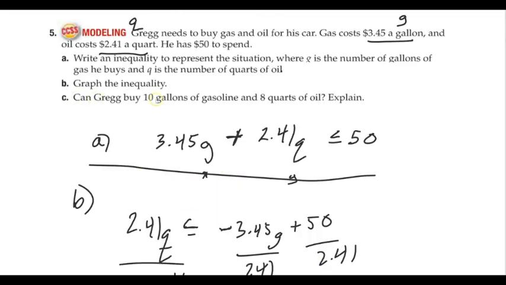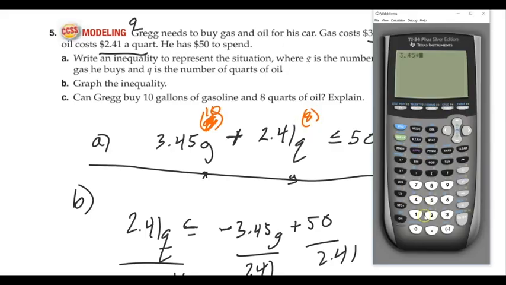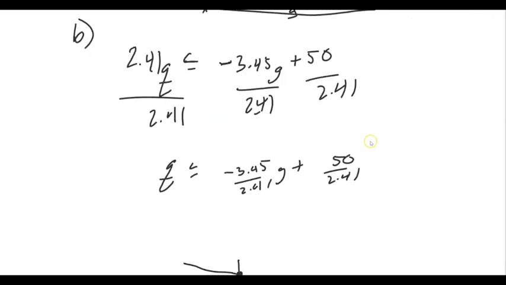Part C: Can Greg buy 10 gallons of gasoline and 8 quarts of oil? Explain. Well, easiest thing to do there is just plug it in. Gas is 10, plug in 10, plug in 8, see if it fits. 3.45 times 10 plus 2.41 times 8. I get $53. That's more than $50. No, you can't. That's one way to do it.